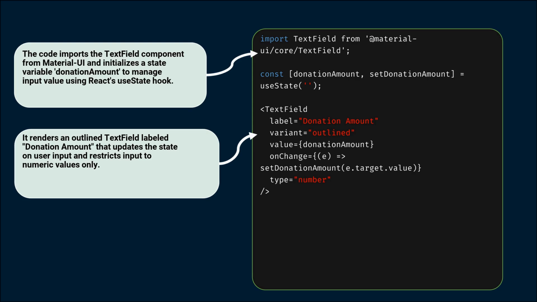Next, we will create the text field component itself, setting its label to donationAmount. We specify the variant as outlined to give it a clean appearance. The value prop is tied to our state variable, ensuring that whatever the user inputs gets reflected here. We also add an onChange event handler that updates the donation amount state each time the user modifies the input. Setting the type to number restricts the input to numerical values, ensuring that we capture valid donation amounts. This functionality is crucial as it enhances user experience, guaranteeing that only suitable inputs are accepted for donations.